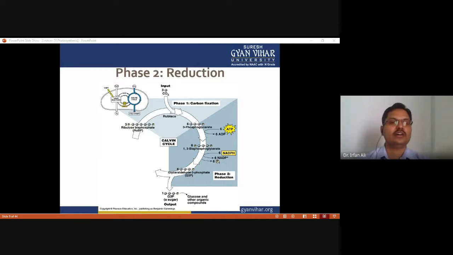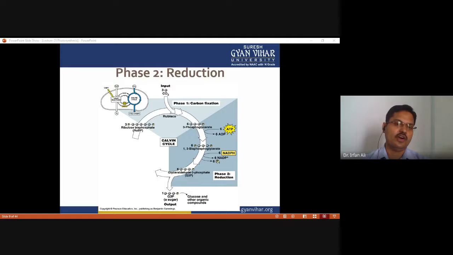At this step, the 3-phosphoglycerate molecule is converted into the 1,3-bisphosphoglycerate molecule by the utilization of energy released by ATP hydrolysis. What happens in this reaction? The ATP hydrolysis releases ADP and one phosphate molecule, and this phosphate is attached to the 3-phosphoglycerate molecule. Now this molecule has two phosphate groups, so the name changes to 1,3-bisphosphoglycerate.